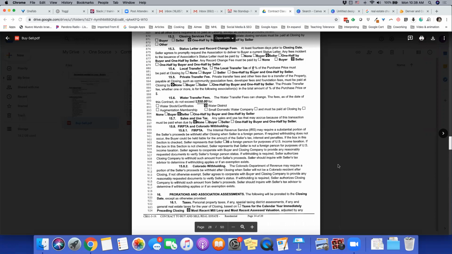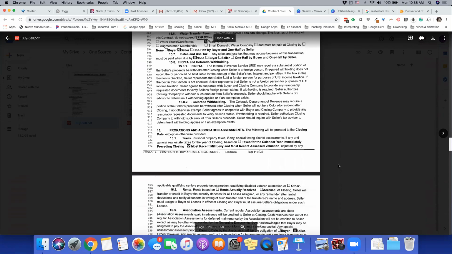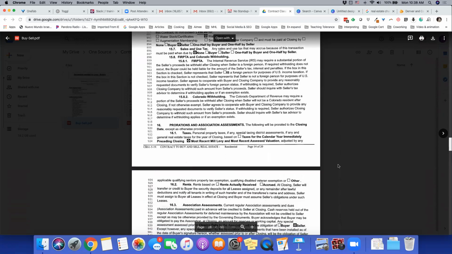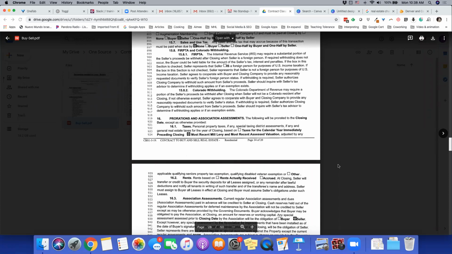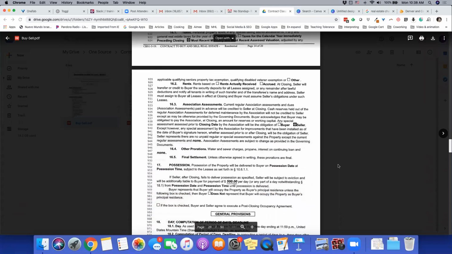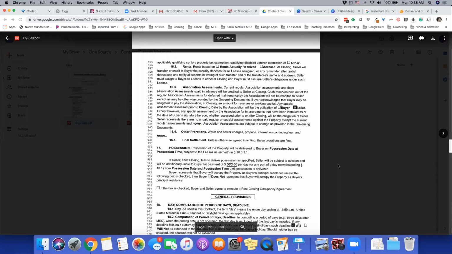16 is the proration of association assessments. You check most recent mill levy and most recent assessed value for your property taxes. 16.2 is dealing with rents, and most of the time you don't have it, but if you do, then you check that box, and make sure you get the proper documents.